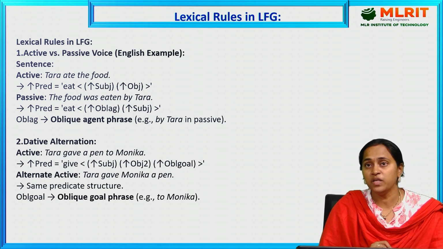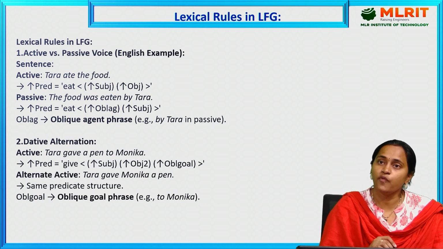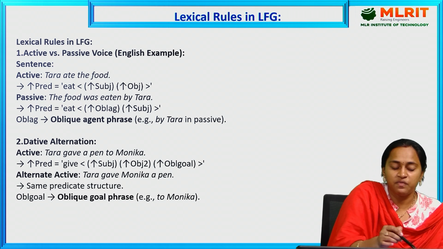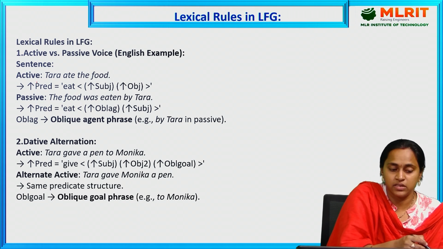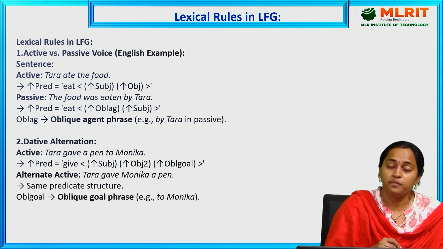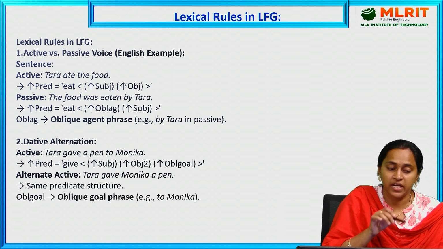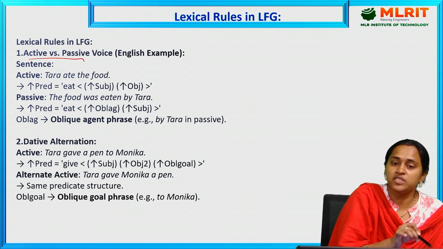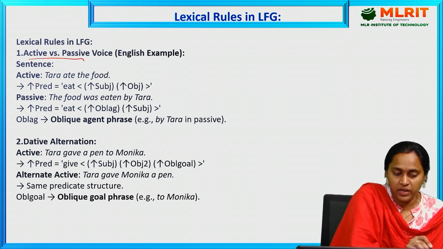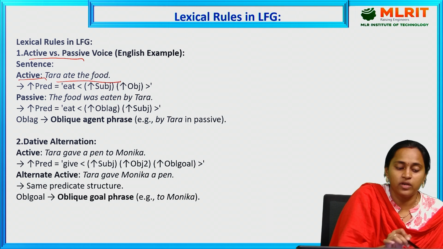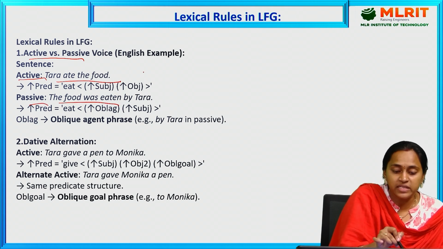Now, which type of lexical rules are we following in lexical functional grammar? The first one we already discussed in a previous video, that means the grammar with preposition versus postposition, right? Here it is the same: active versus passive voice. See the example here. Active is Tara ate the food, right? Passive is the food was eaten by Tara. This is the difference between active and passive.